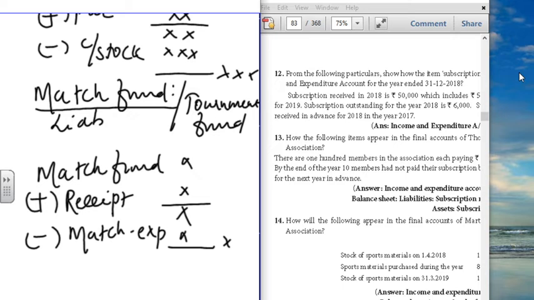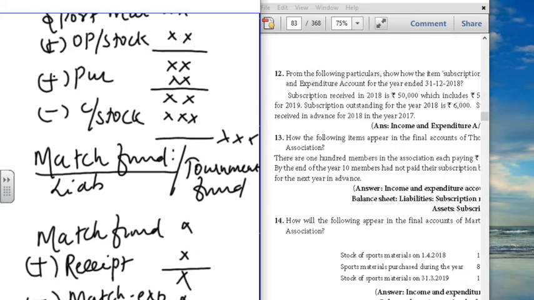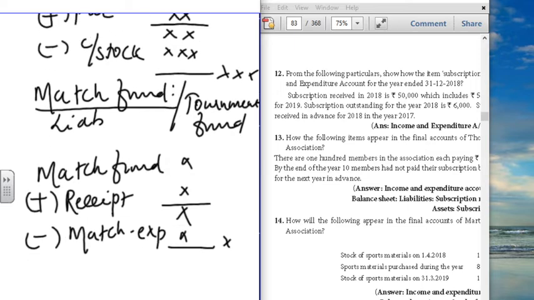Once again I'll explain for the match fund or tournament fund. Whenever the word ends with fund, it will appear only on the liability side in the balance sheet. Sports material refers to the income side, under the credit side, and sale of sports material comes under the credit side. Match fund appears only in the liability side. Tournament fund appears only in the liability side. So match fund, add your receipts minus your expenses. With these two methods we are going to solve the problems.